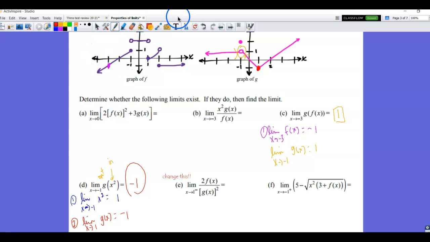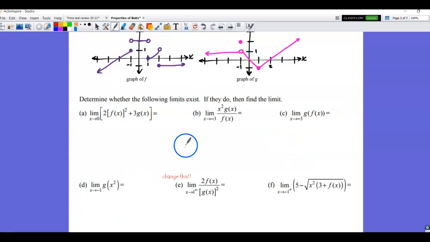Now, before I do the next problem, I'm going to clear these annotations. What I want you to do is get rid of the "from the left." I want you to change this to limit as x approaches 1 overall. So make that change on your paper, and we're going to talk about what happens in this particular situation.